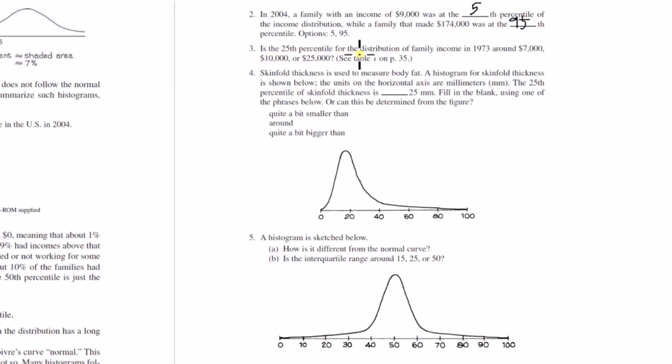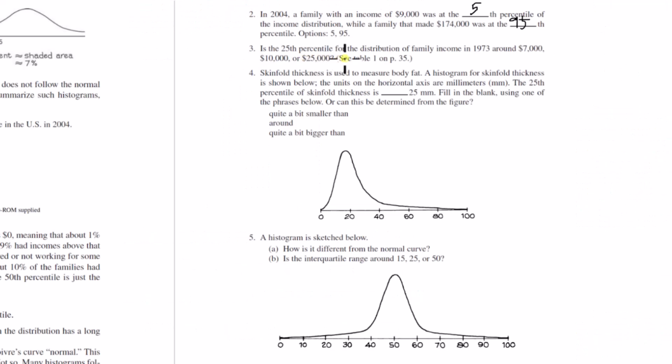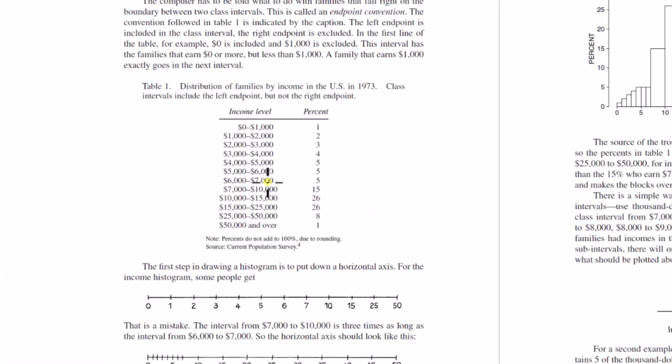Is the 25th percentile for the distribution of family income in 1973 around 7,000, 10,000, or 25,000? See Table 1 on page 35. Okay, here's Table 1. Now, what is the question? What does the 25th percentile mean? What X value on the horizontal axis corresponds to 25% of the histogram area below that value. Okay, this is actually the percent of data points in that interval.